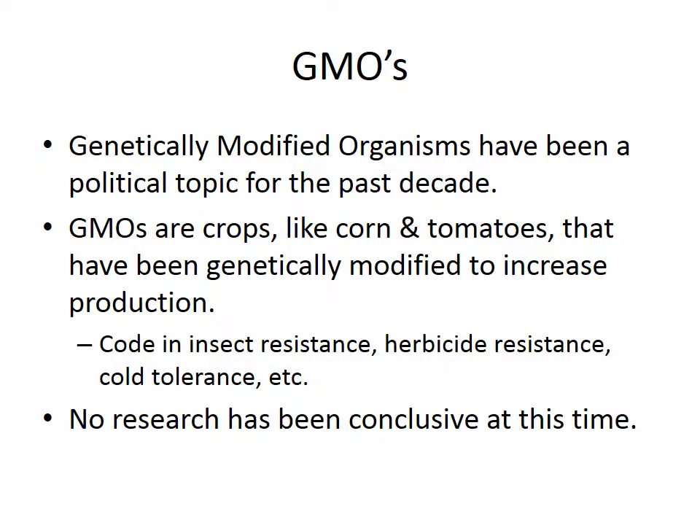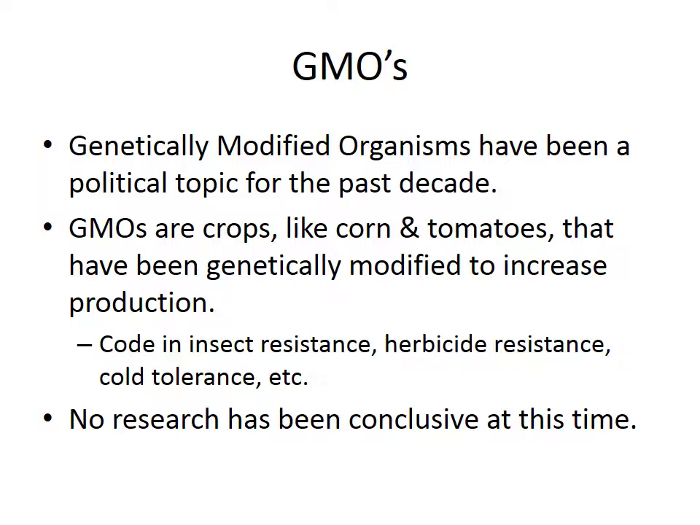Genetically modified organisms have been a very political topic for the past decade. This is because GMOs are crops, like corn and tomatoes, that have been genetically modified to increase production. I'm drinking chamomile mint tea right now. Both of those have probably been genetically modified in some way, shape, or form to make the crop hardier. So you should know this. I highly, highly suggest you know this. That's why I'm not letting you pack up yet, because I really suggest you know this.